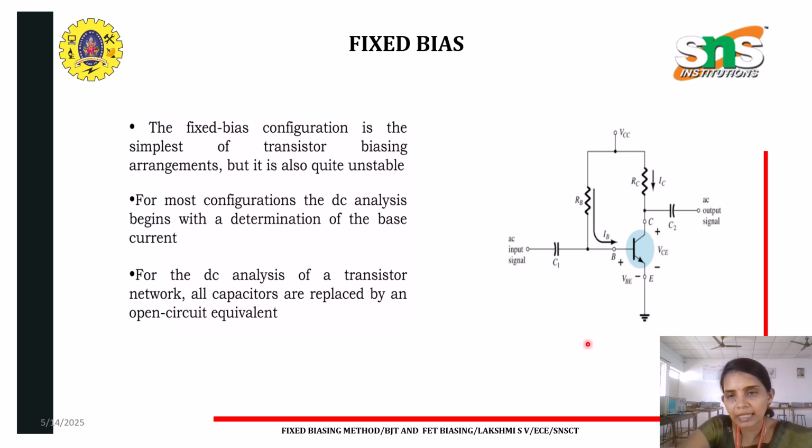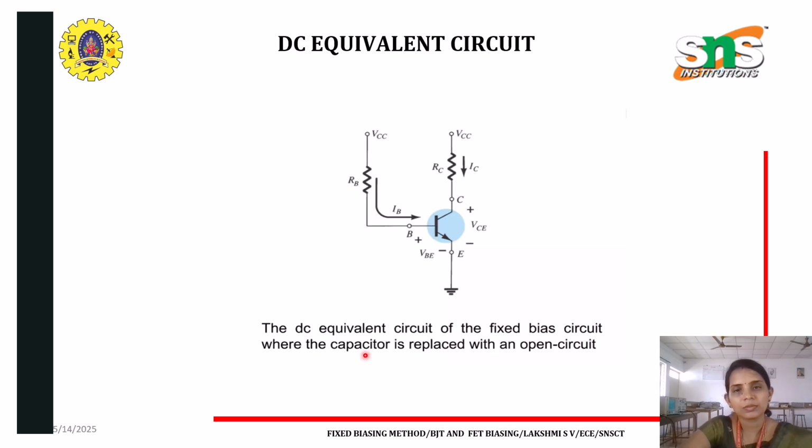To do the DC analysis, I am first going to remove my DC source, that is VCC. By removing this, this is how my circuit looks. This is called my DC equivalent circuit for fixed bias.